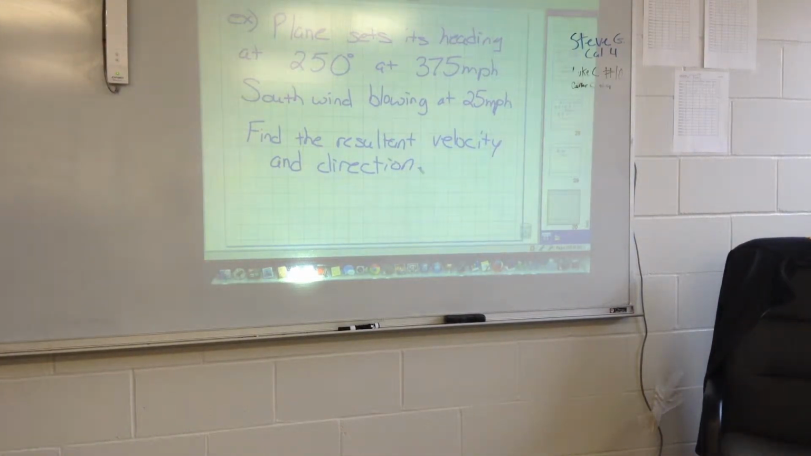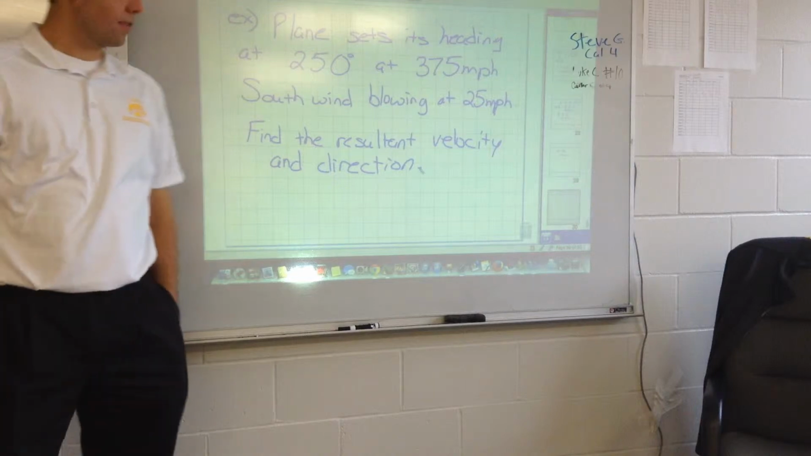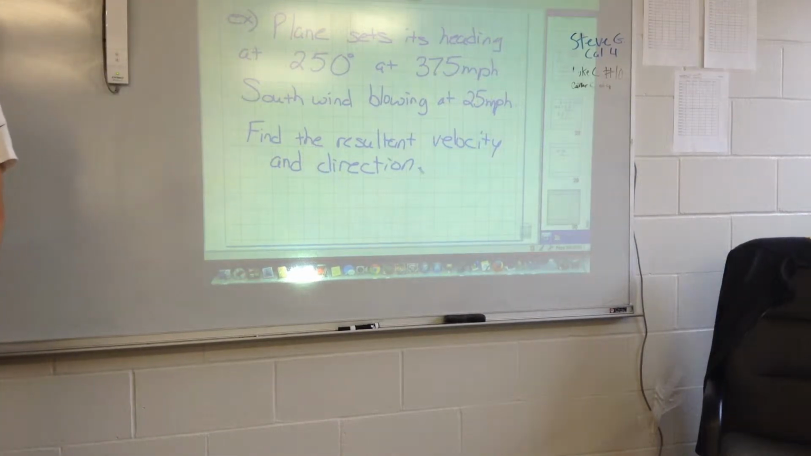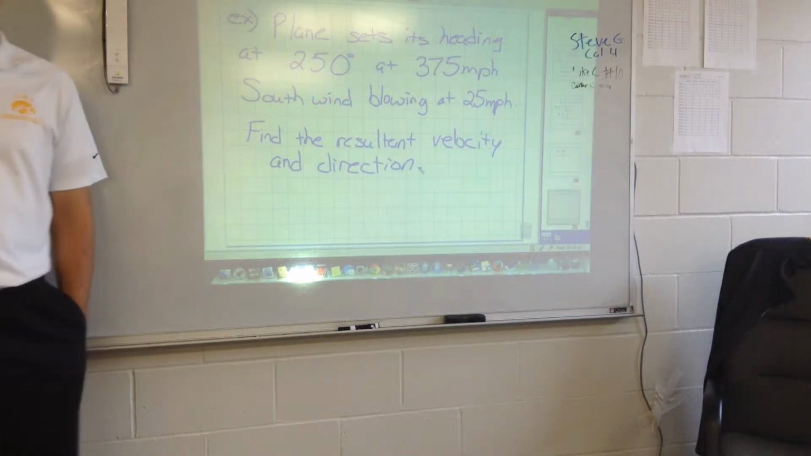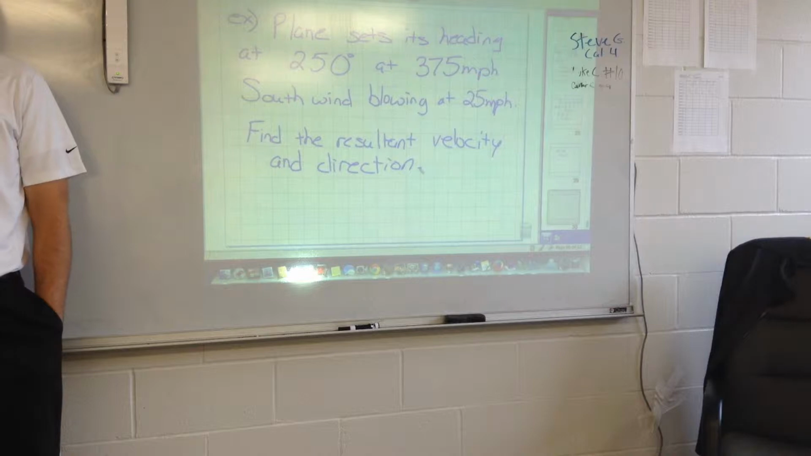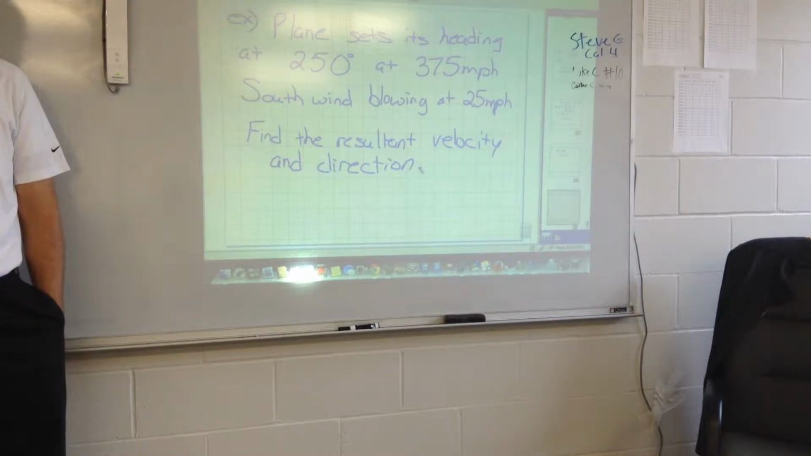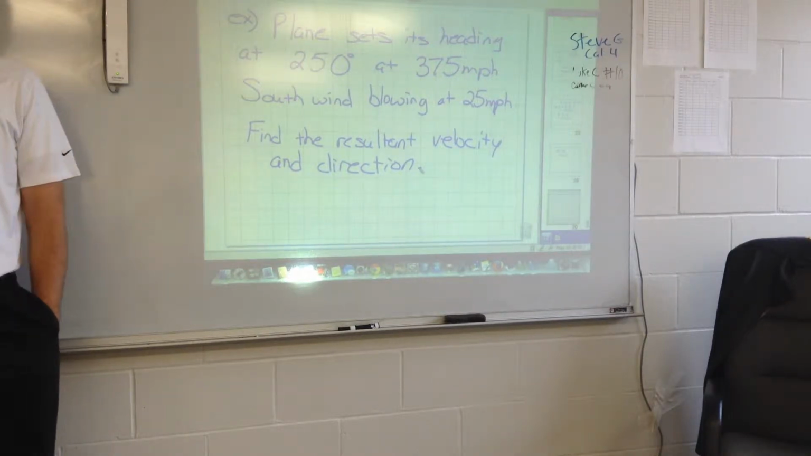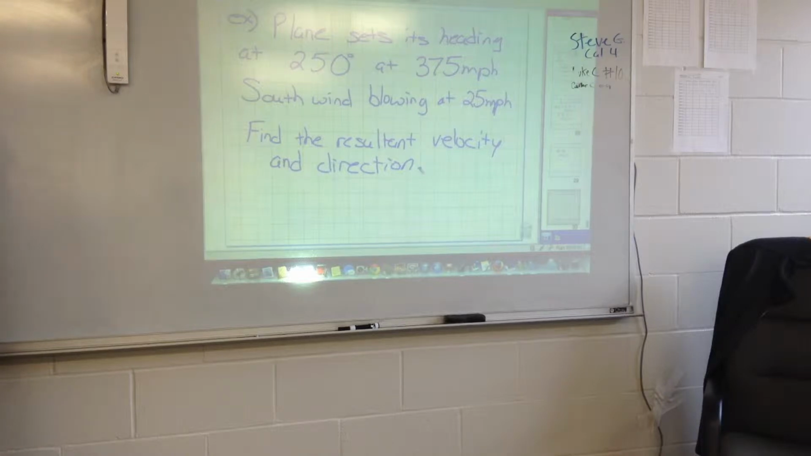Okay. I'm going to teach you two ways to do this. First method. Well, maybe let me ask you this. What might be your idea? Draw the first vector. And go up 25 from the north. Okay. So you're drawing both vectors, right?